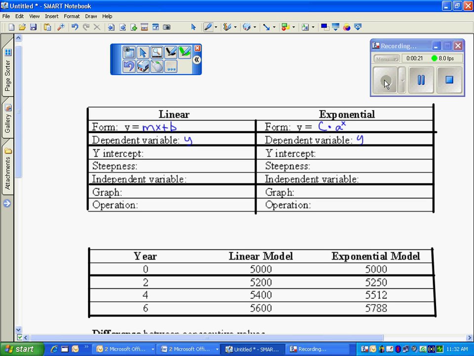The y-intercept or start value for linear is b. In exponential, the y-intercept or start value, initial value, is c. Those are both going to show up on the y-axis.